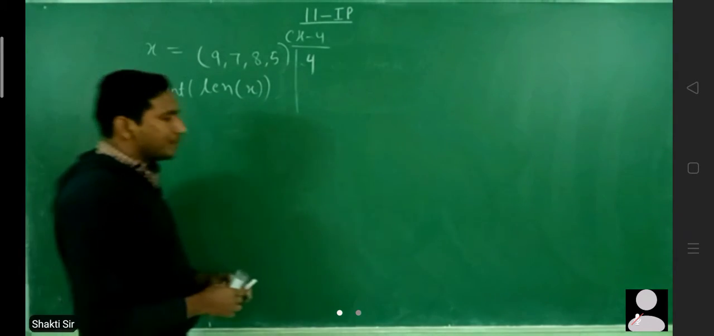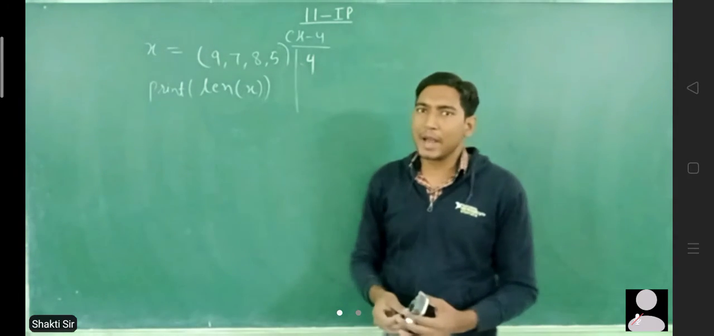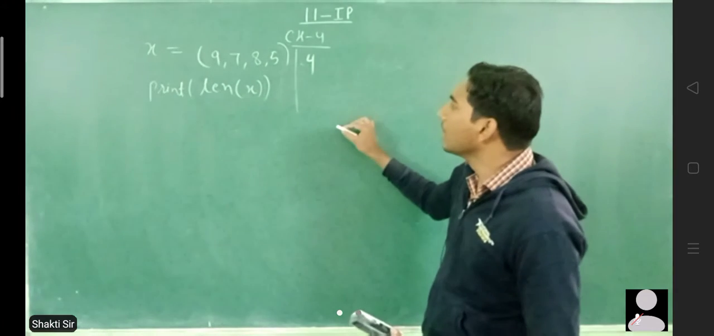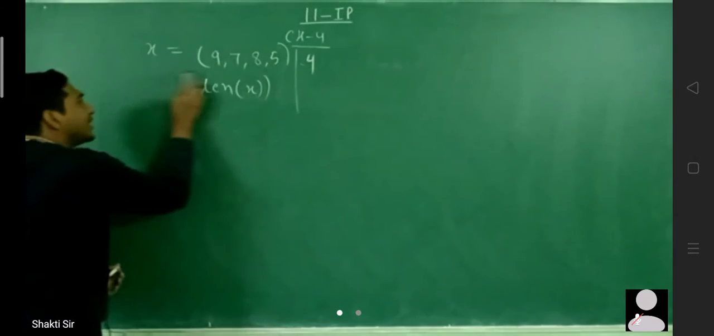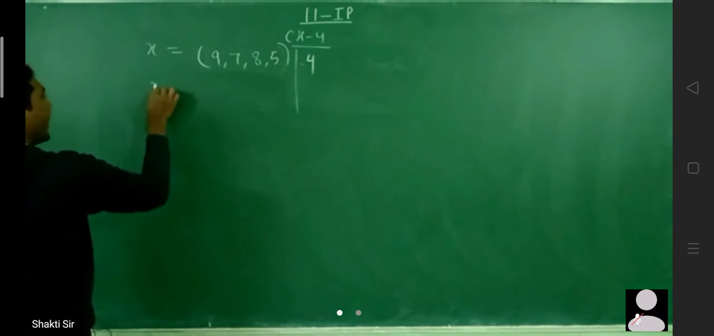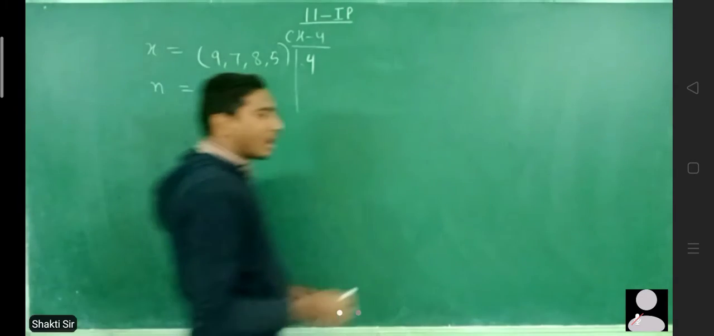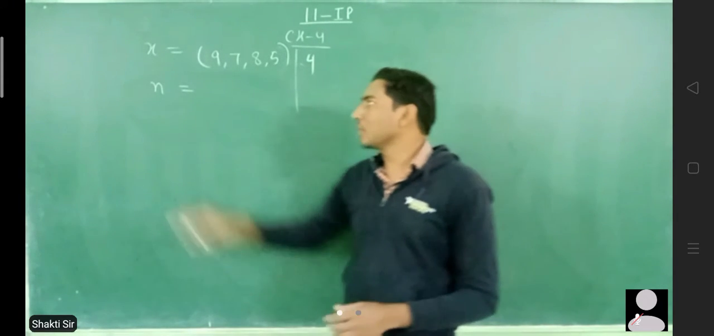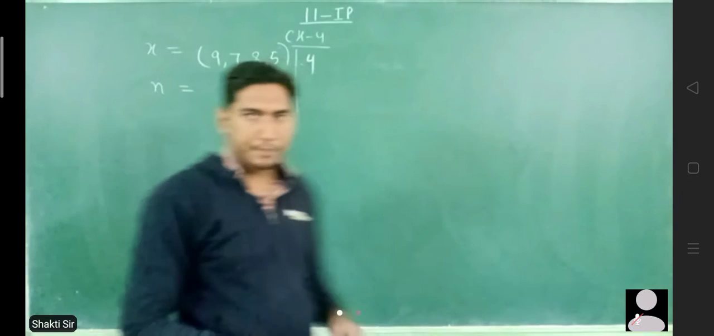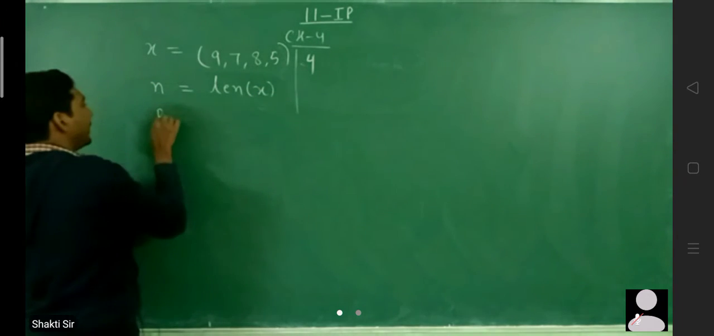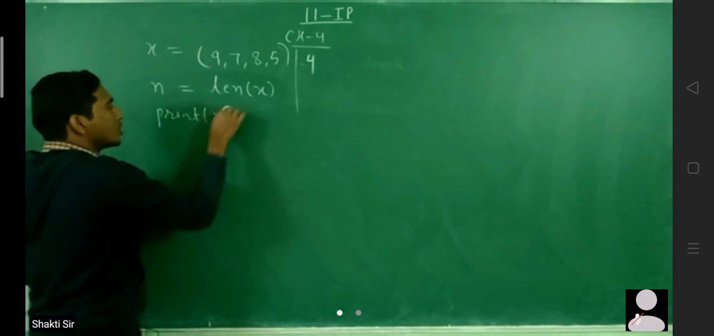Now you can say that len x represents the number of items, and for the number of items we use a variable n, and it is a convention. It is not necessary to use a variable n, but it is a practice that whenever you use a variable to count the number of something, you can choose n, because n stands for number. So we write a variable n is equal to len x, and then we can print n. So we will get the same output.